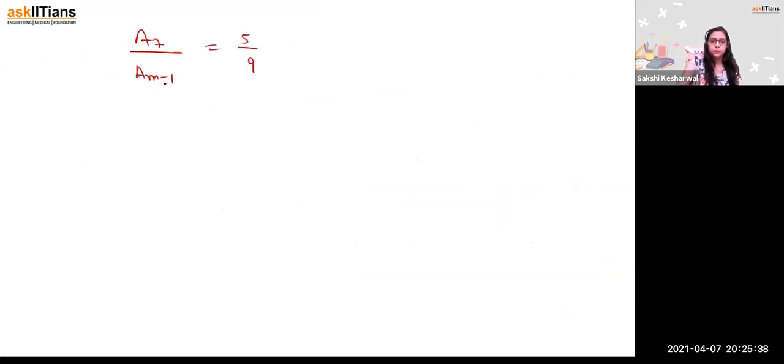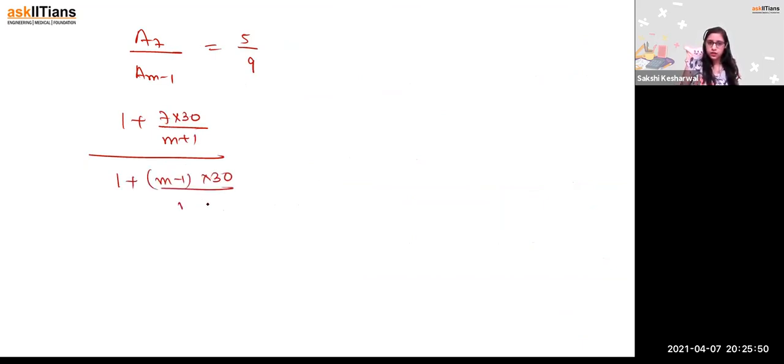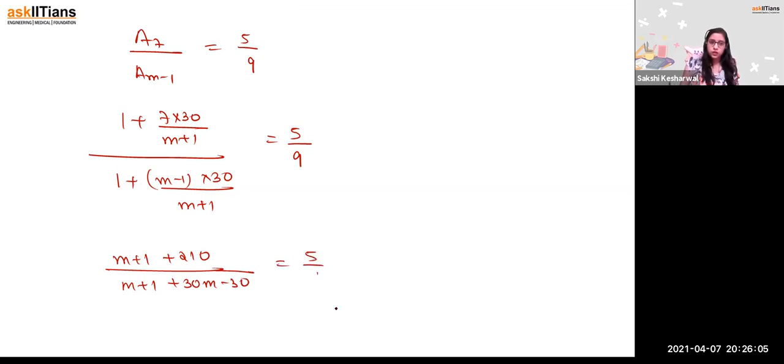Its value is what? 1 plus 7 into 30 upon m plus 1, right? And this is equal to 1 plus (m minus 1) into 30 upon m plus 1, right? Is equal to what? 5/9. Now you just have to do all this. Take the LCM. So this will be what? m plus 1 is equal to what? 210. And this is m plus 1 plus 30m minus 30 is equal to what? 5/9, right?